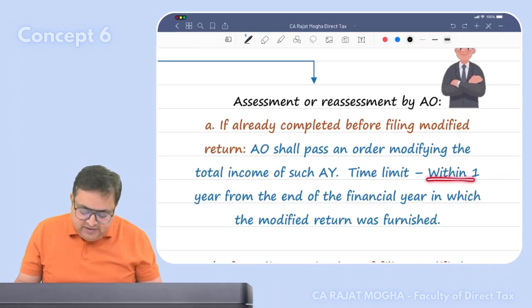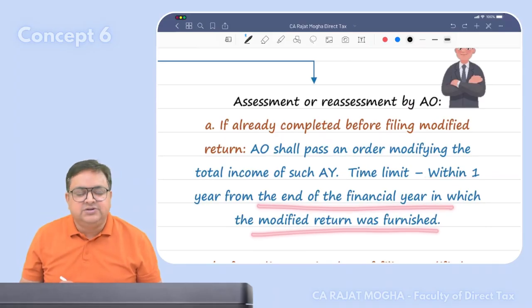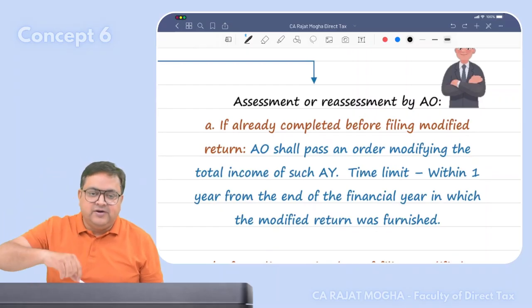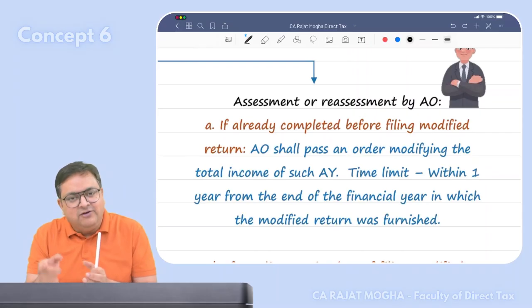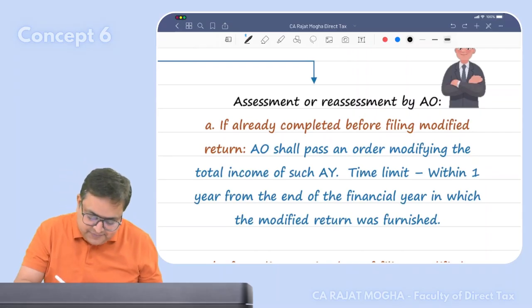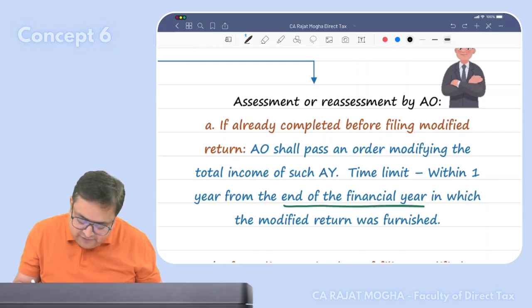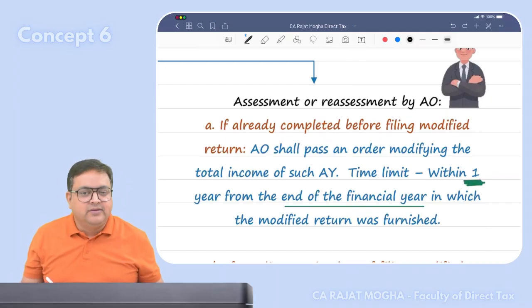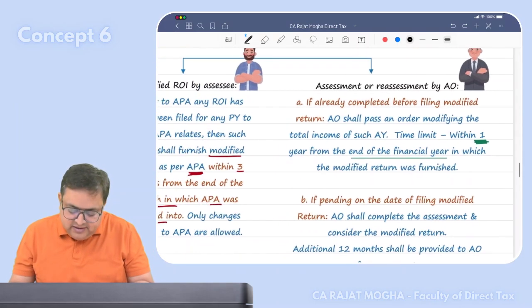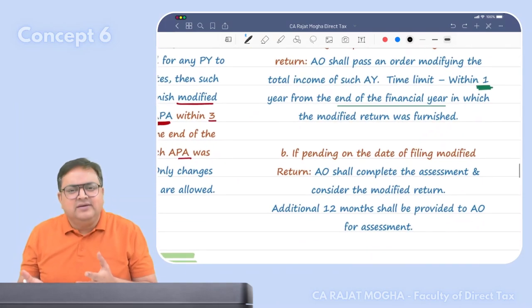The time limit will be within 1 year from the end of the financial year in which the modified return was furnished. So once the modified return is furnished, come to the end of the year. From the end of the month or end of the year? End of the year. Come to the end of the financial year, and from there we will give you 12 more months. 1 year we will give it to you.